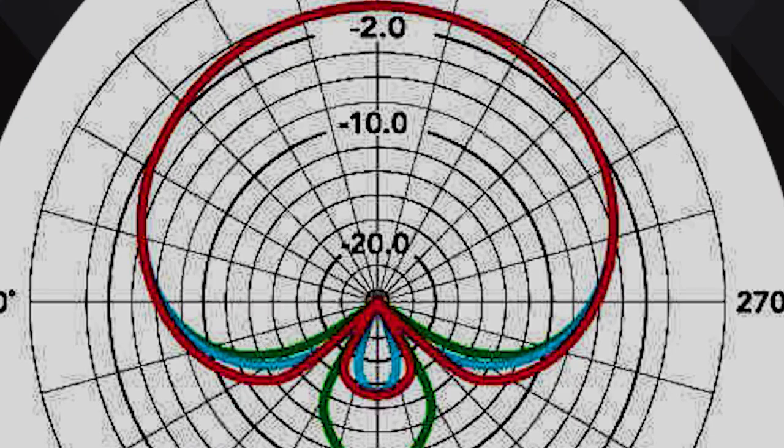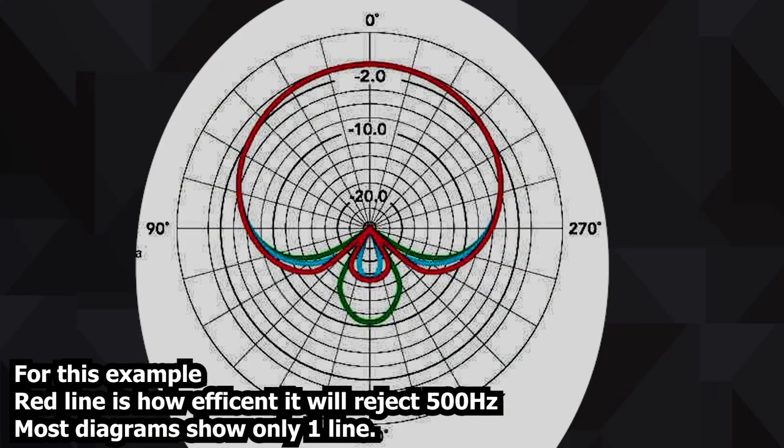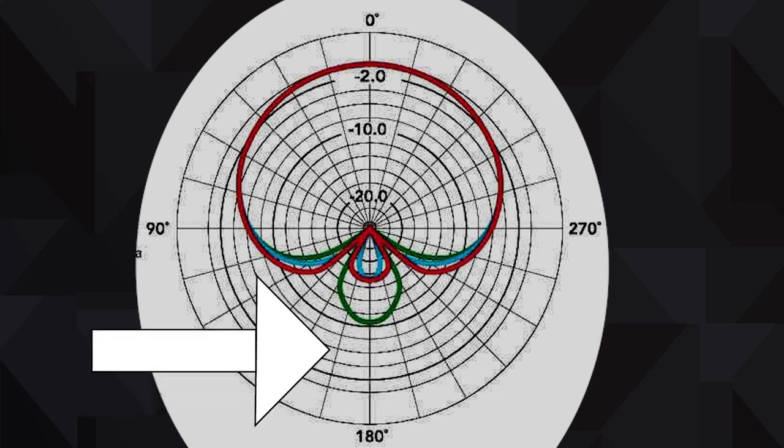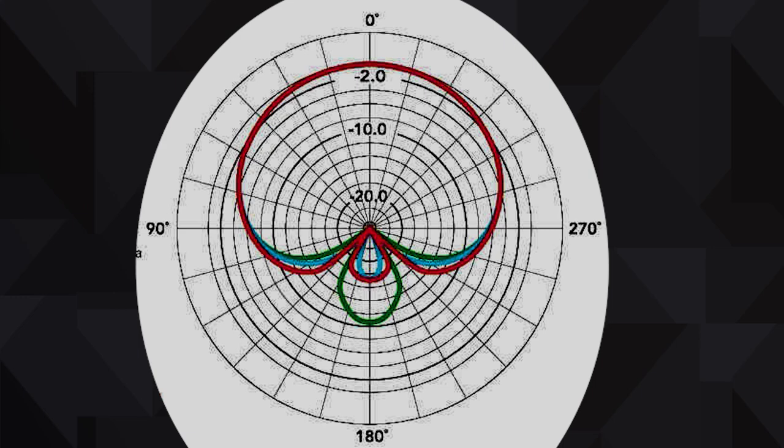microphone. So for example, the red line in this picture means 500 Hertz. And the way to read it is, the closer to the center the line is, the more the signal will get attenuated. So for example, on the cardioid one, it will pick up everything in front of it and then start attenuating the sound the further back it gets behind the microphone. For the purposes of this video, we'll be talking about cardioid.